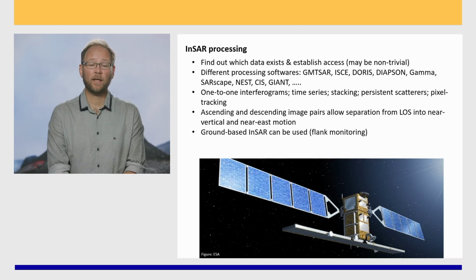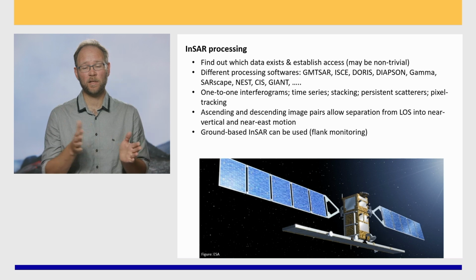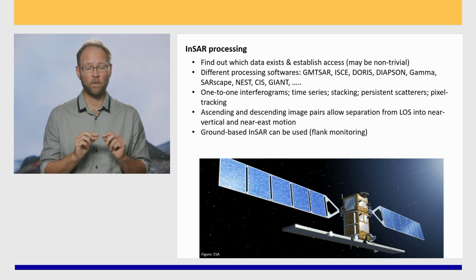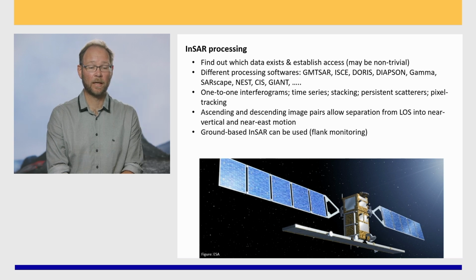And to process this data, the first step is to find out what data exists and establish access to that data. And then there are different processing software packages to choose from. Many use the ISCE software, but there are many other options. And there are also many options of how the data can be processed. We can do one-to-one interferograms, just differencing 2 points in time. We can do time series analysis or stack the data, using so-called persistent scatterers. We're really focusing on the best scatterers in the images. And we can also do what's called pixel tracking of the radar images, which we'll come to later.